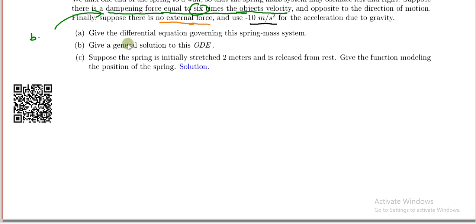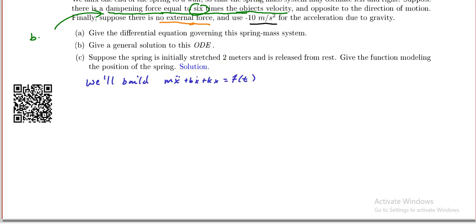Okay, so let's go ahead and give the differential equation for this spring-mass system. We'll give the solution to it, and then I'm going to go ahead and give you an initial condition, or pair of initial conditions, to allow you to solve this. Okay, so we're trying to build this model: m x double dot plus b x dot plus k x equals f of t. That's what we're trying to build here.